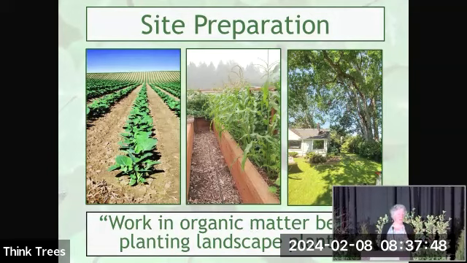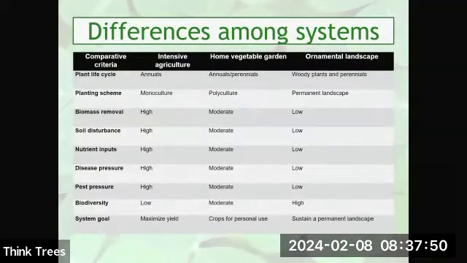So what we have to realize is, and I know this is kind of small, so I apologize for that, there's differences among different systems that we use land for. And so you look along the top there, we have intensive agriculture, home vegetable garden, and ornamental landscapes. And so ornamental landscapes is obviously where we're talking.